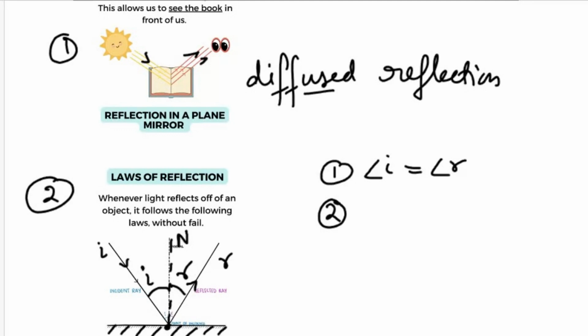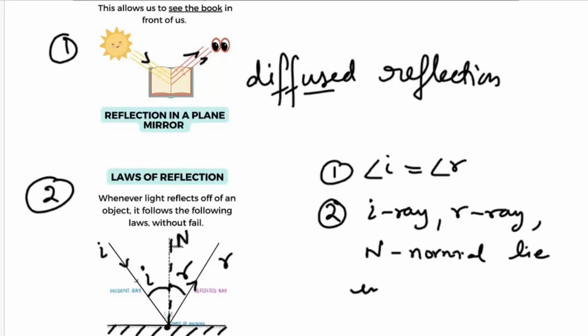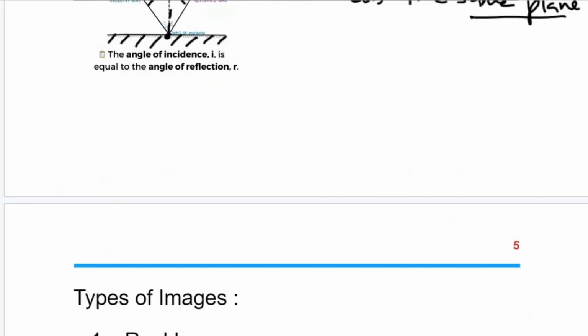The second law of reflection is: the incident ray, the reflected ray, and the normal at the point of incidence lie in the same plane. Lie in the same plane means you will find the incident ray, normal, and reflected ray on the same surface. It's not that it will cross from surface to surface. No x, y, z. It's only a 2D surface. So they lie in the same plane, an xy plane. So this is the law of reflection.